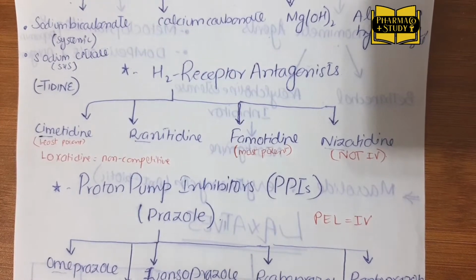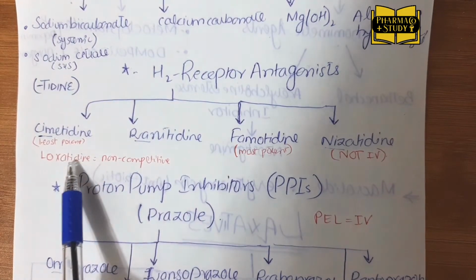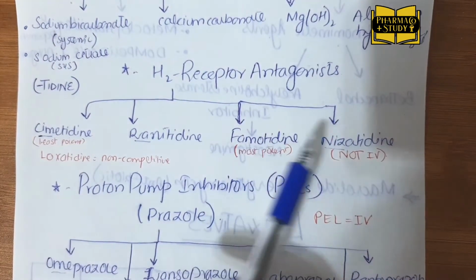So for now, we just need to remember that the H2 receptor antagonists are those that decrease the secretion of hydrogen and chloride into the stomach. So basically, they are decreasing the secretion of the acid. As we know, hydrogen and chloride combine and form HCl, which is a very strong acid. So what is the work of the H2 receptor antagonists? They decrease the production of the acid. The drugs that come under this class are cimetidine, ranitidine, famotidine, and nizatidine.